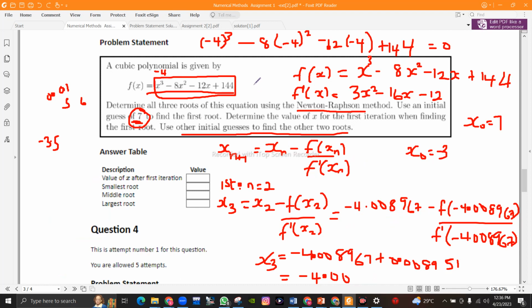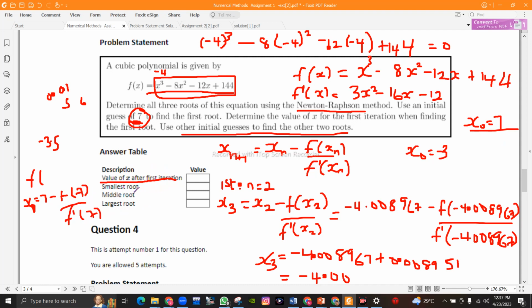The question asks us for the value of x after the first iteration. Remember when we did the first iteration here, we got 6.521739. That was the value of x after that first iteration. When we did x naught, x1 was equal to 7 minus f of 7 over f prime of 7, because the initial value was 7. So that was what this question asked: the value of x after the first iteration.